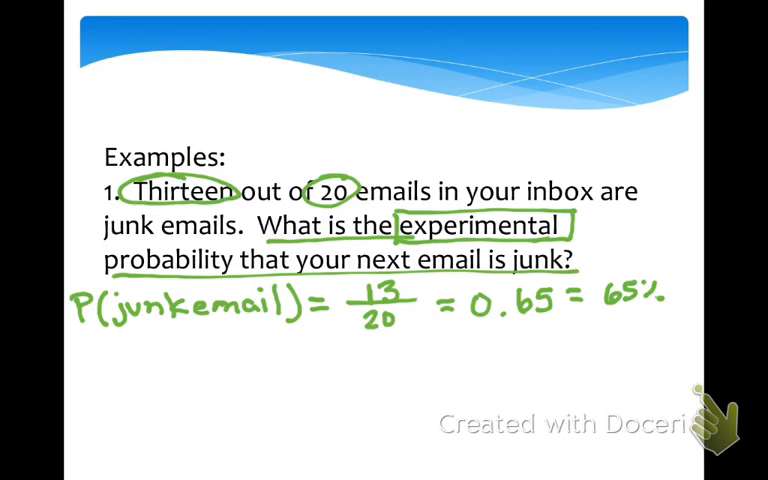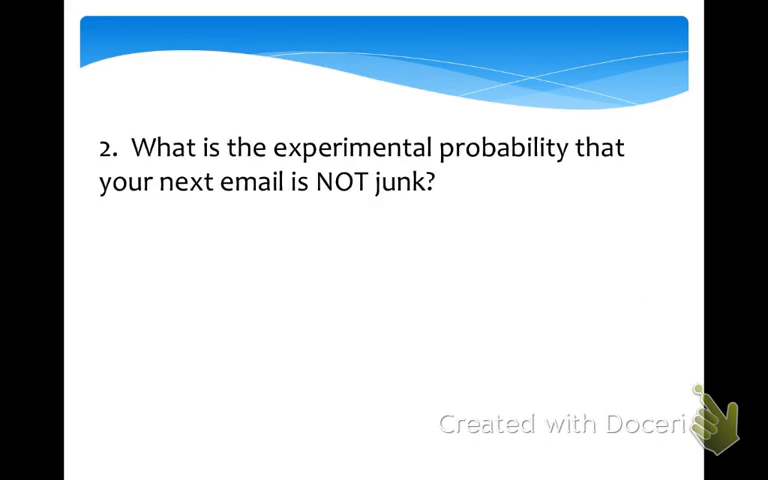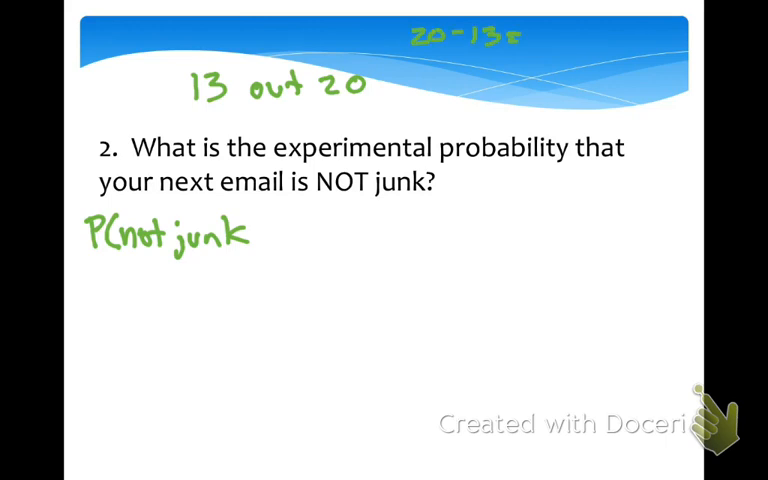The next one asks, what is the experimental probability that your next email is not junk? So my event is not junk. Before, we knew 13 out of 20 were junk. So what I'm going to do now is I'm going to say 20 minus 13 gives me 7. That means 7 emails were good emails. So 7 over 20. And that cannot be simplified.